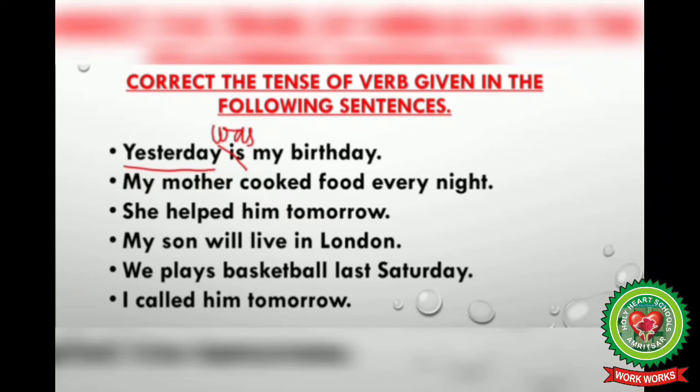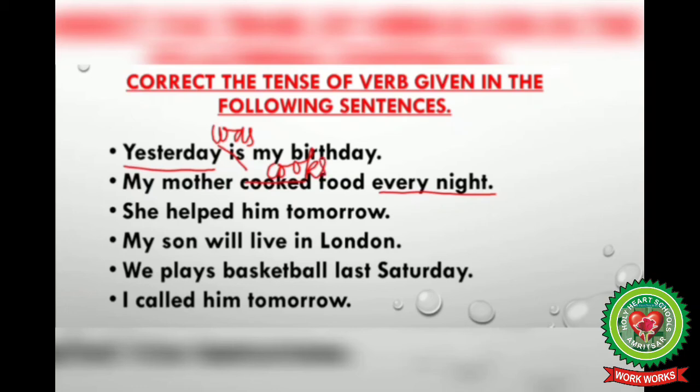Next, my mother cooked food every night. Now every night in a sentence indicates a daily routine of my mother. So we should use present form of verb. So instead of cooked, cooks will come. So the answer will be my mother cooks food every night.